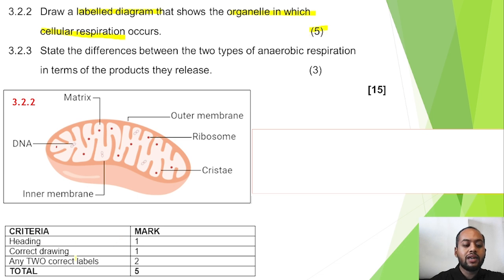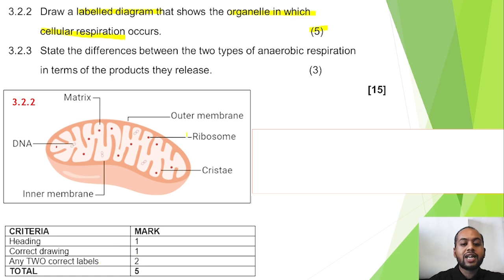1 mark for your heading. 1 mark if you have the correct drawing. If you drew a mitochondria, 1 mark. If you drew a chloroplast, you lose that mark. It's the incorrect drawing. Any 2 correct labels in this case, you will get a mark.